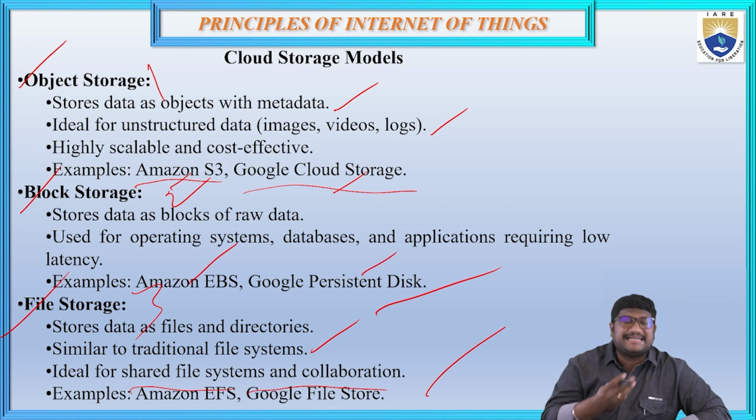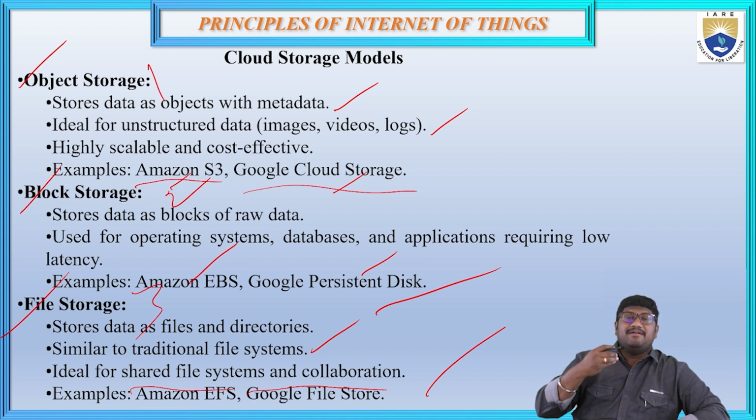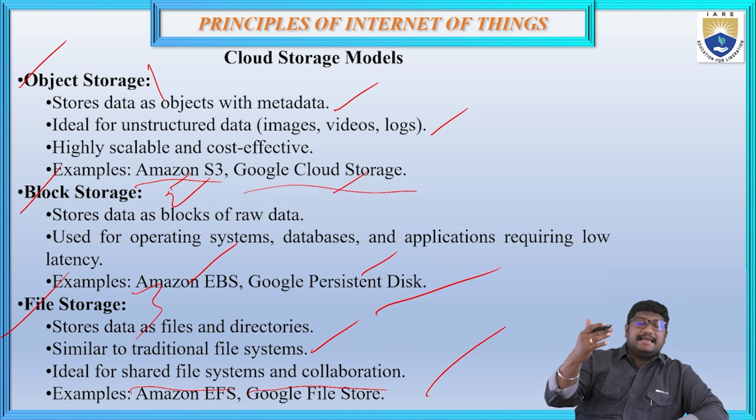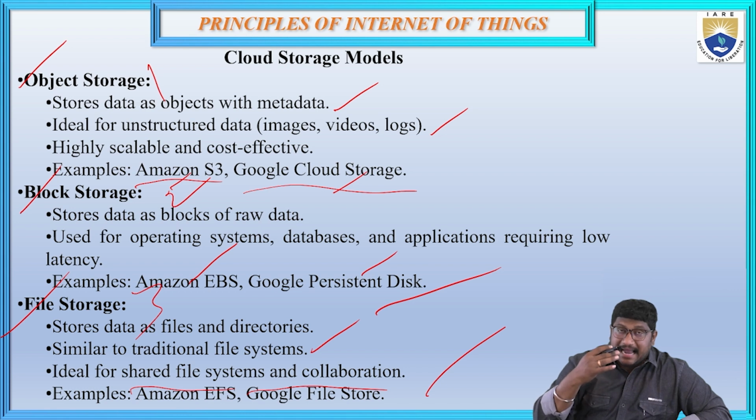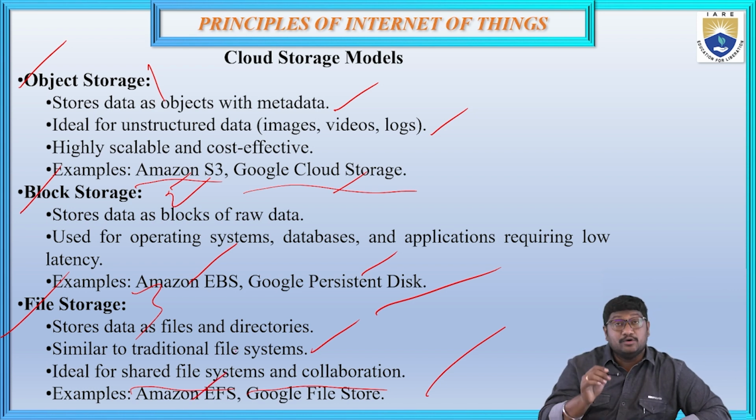And coming to the third type of model, which is file storage. Here the data is stored as files and directories. This storage is very similar to our traditional file systems which were maintained in olden days. It is ideal for shared files, and collaboration will be there in file storage. The best examples for file storage are Amazon EFS and Google File Storage.